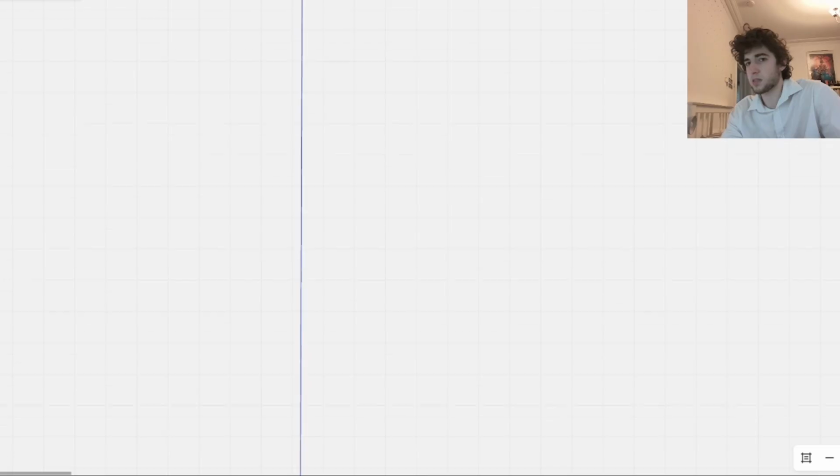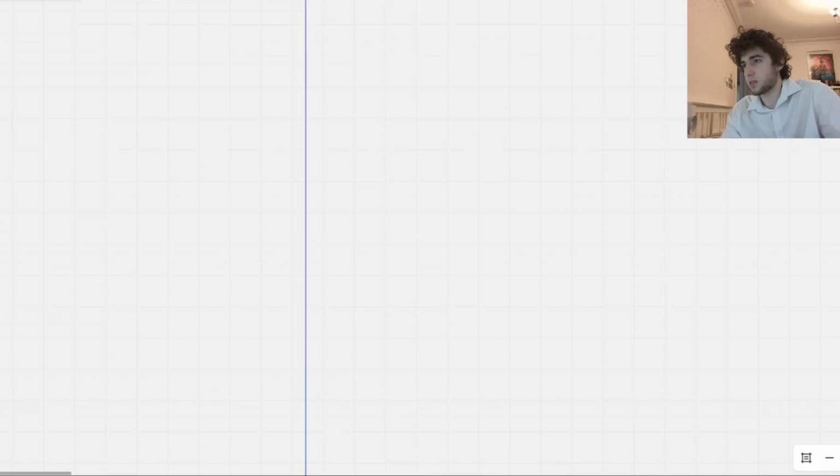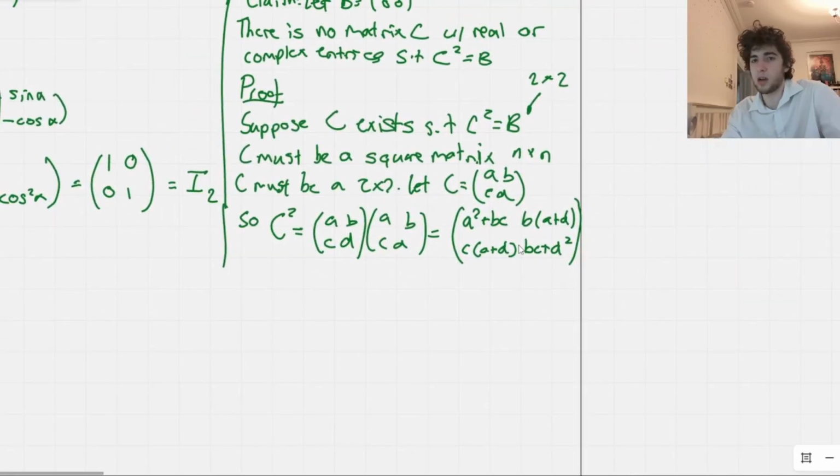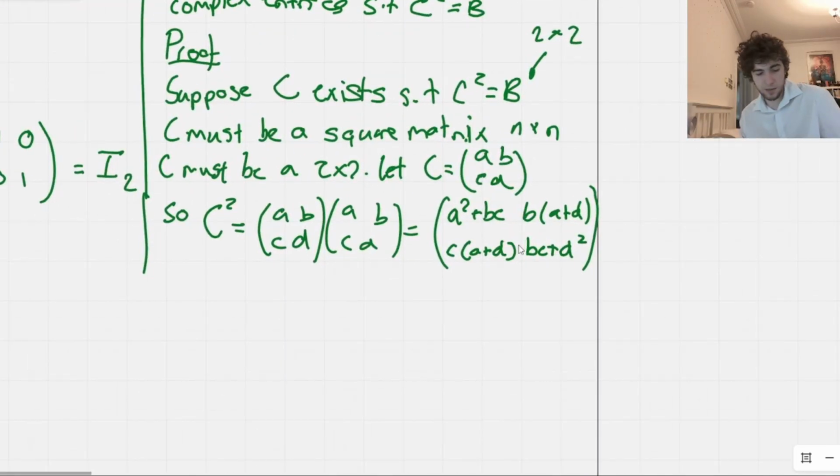Let me just extend these. Right, so for any 2 by 2 matrix C, this is what C squared is going to look like. Obviously, you want that to equal [0, 1; 0, 0], right? If C exists, this has to be true. So we can equate each of the components of our C squared matrix.